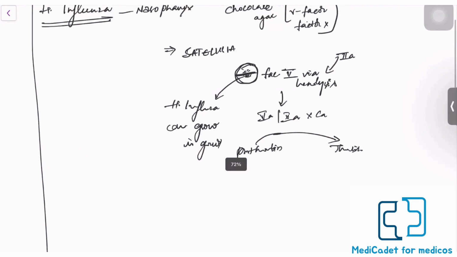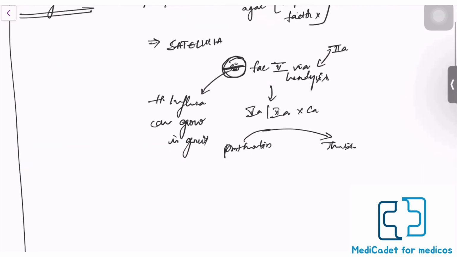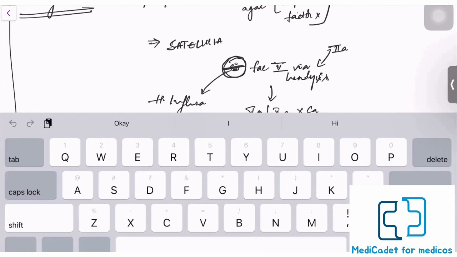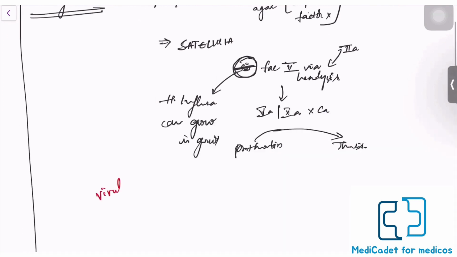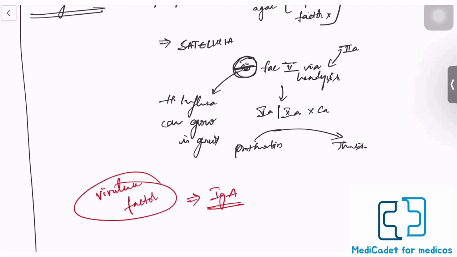Now we'll talk about the virulence factors. So what are the virulence factors? The first factor, just now we have discussed, is IgA protease. Now quickly tell me what are the bugs that we have discussed till now that have IgA protease as a virulence factor? What are all the bugs? There are 3 bugs, I guess, which we have got.